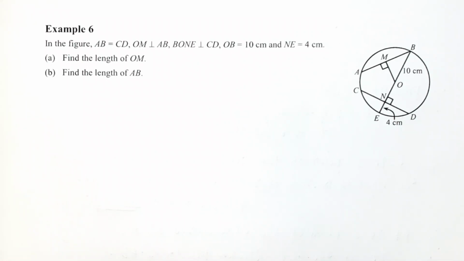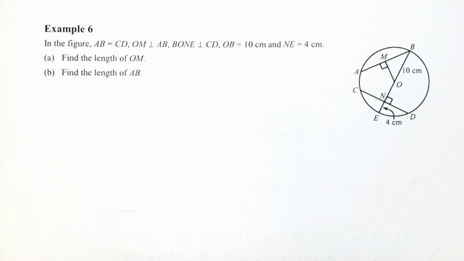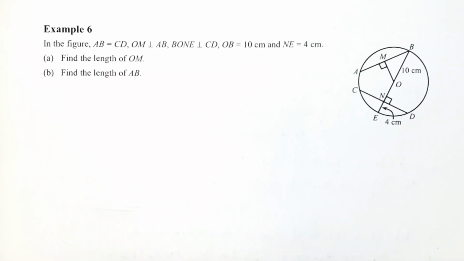In example 6, you have two chords AB and CD, and BE is the diameter which is perpendicular to CD, and M is a point on AB, so that OM is perpendicular to AB, and the line BE cuts CD at N. And you have some lengths given. Part A: you need to find the length of OM.